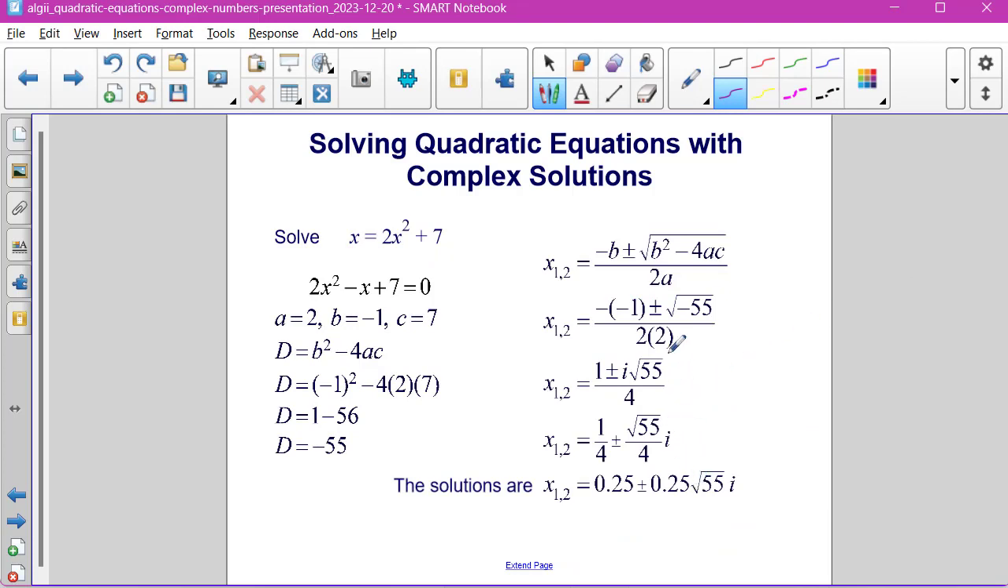And here we see the solutions to our quadratic, and they do end up equaling the same values that we found. We have 1/4 plus or minus the square root of 55 over 4 times i, or you could write it as 25/100 plus or minus 25/100 times the square root of 55 times i.